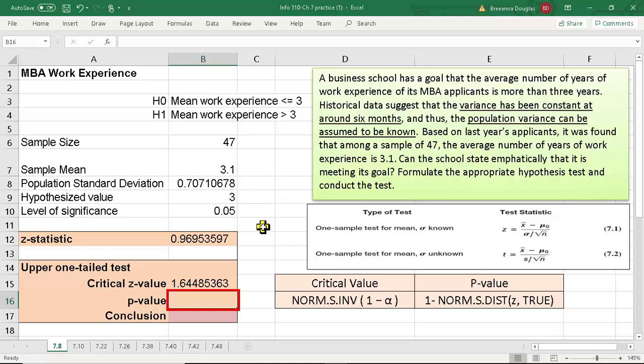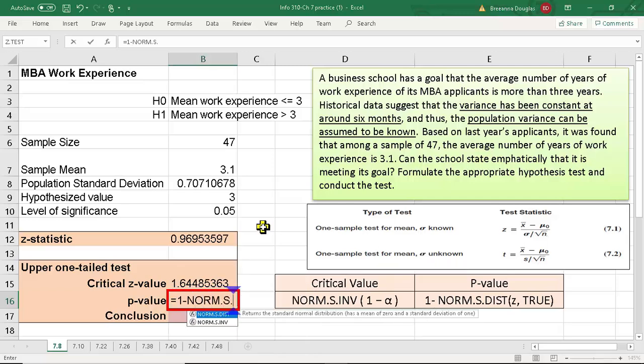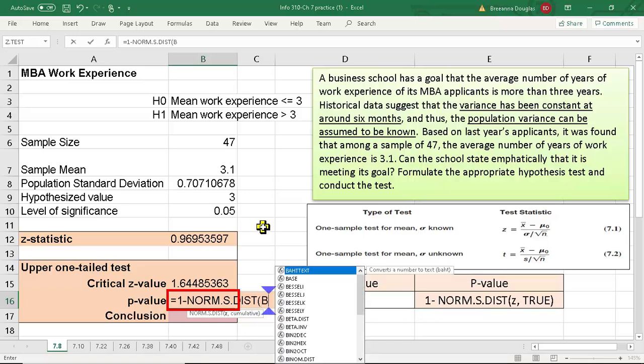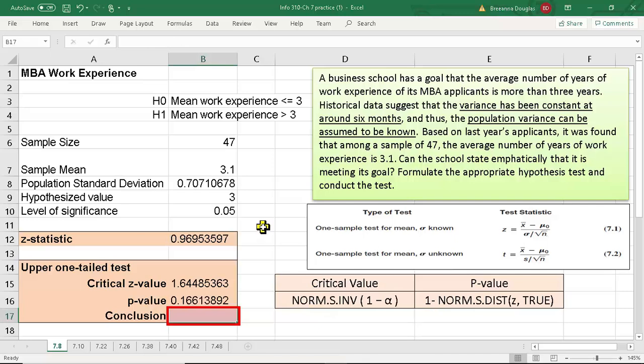We will now determine the p-value using the formula 1 minus NORM.S.DIST. We will enter the z-test statistic, which is located in cell B12, and true. After determining the p-value, we are now ready to state our conclusion.